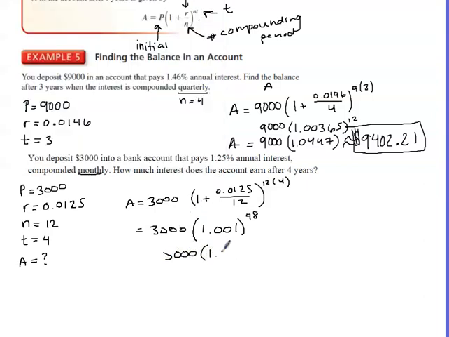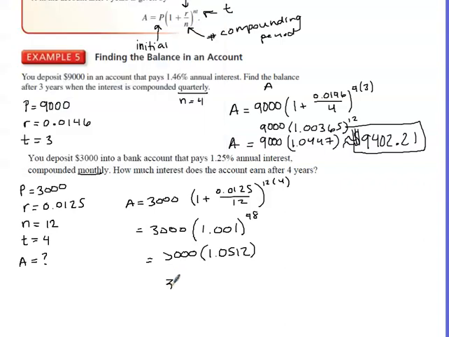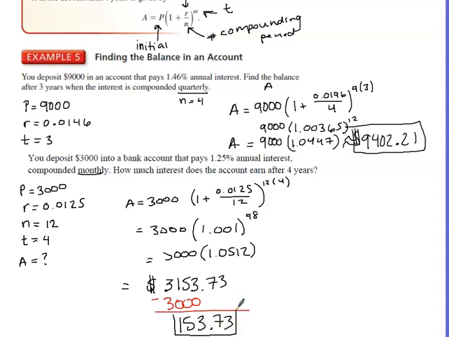So 3,000 times 1.0512, and then we multiply to find our ending balance. 3,153.73. This is the total balance of the account after 4 years. But what they want to know is how much interest does the account accrue. So if I'm ending with $3,153 and I subtract the beginning amount, what I'm going to find is that the interest, or the amount of money that the bank gave us, was the difference, which was $153.73.